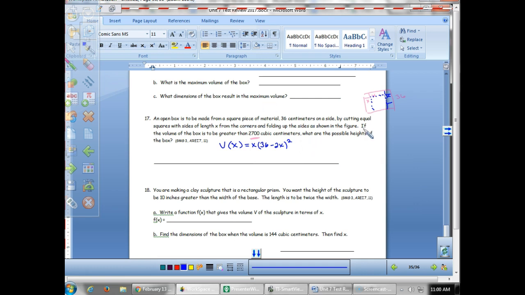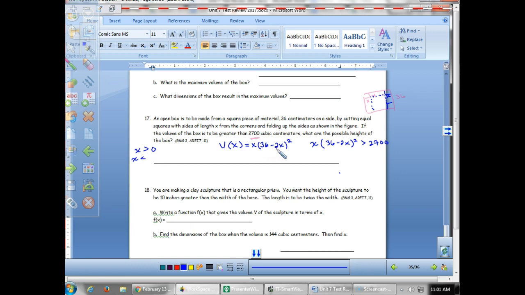And then we want to solve for this if the volume of the box is to be greater than 2,700. So basically I'm going to say x times 36 minus 2x all squared must be greater than, sorry, greater than 2,700. Okay? Now let's go back to the volume function and let's talk about our domain. Let's find our domain from right here. So we know x must be greater than 0, and then when I solve this one, x must be less than what?